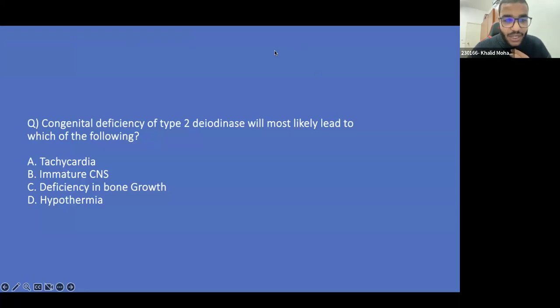Okay, the next question. Congenital deficiency of type 2 deiodinase will most likely lead to which of the following? I'm assuming you already saw the answer.